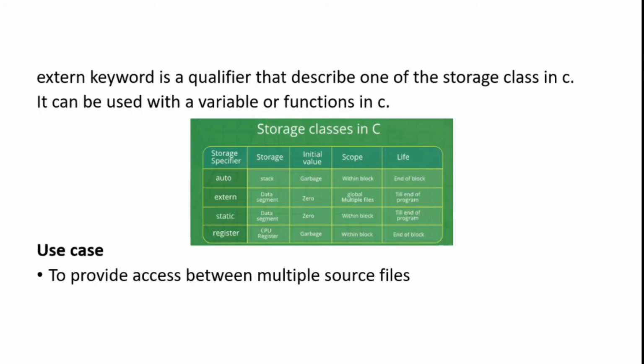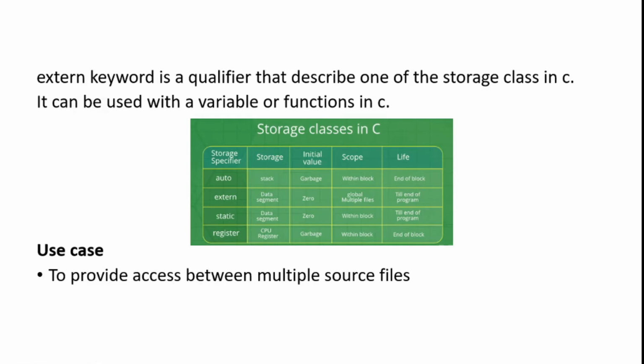Like static, extern is another storage class in C, and it can be used with variables or functions in C. If it is used with a variable, it tells that the variable is stored in the data segment of the RAM, and if it is not initialized, its value will be 0, and its scope is in multiple files, and its life will be till the end of the program. So one use case of extern is that it can provide access to a variable between multiple files.